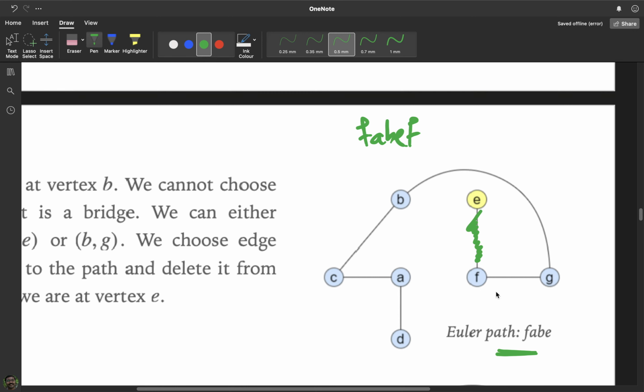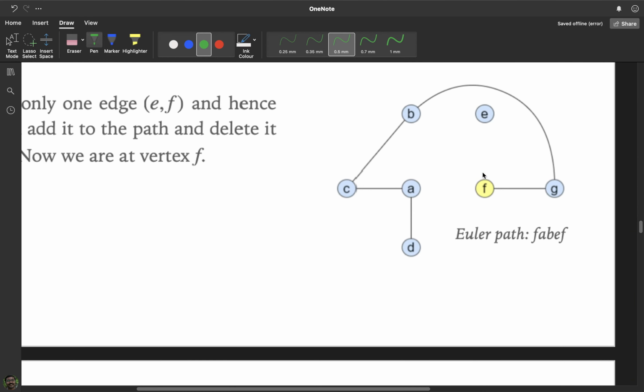Okay, and from F again there is only one choice, no other choice left. So I will have to choose this edge G. Once I am at G, no other choice is left for me. Even though it's a bridge, we will be taking this edge B and deleting it from the graph. So these are the ideas.